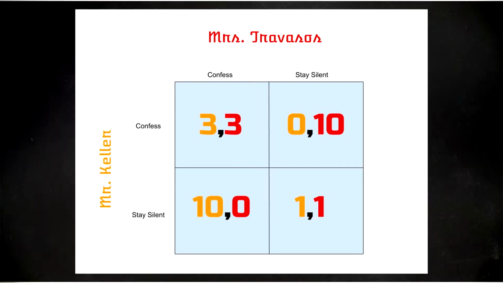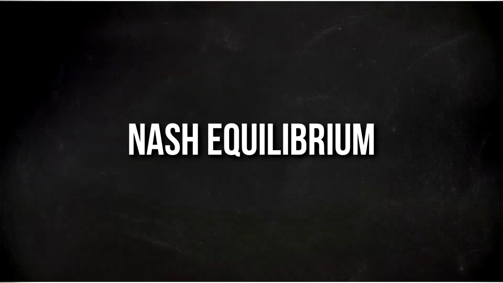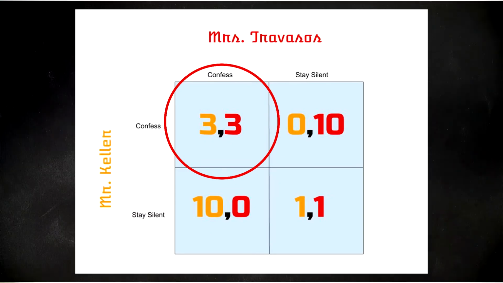That's much better. And the same thing is going on inside Mrs. Travasos' head. So the Nash equilibrium, which is a situation in which no participant can benefit by changing their strategy, is if both of the players confess.